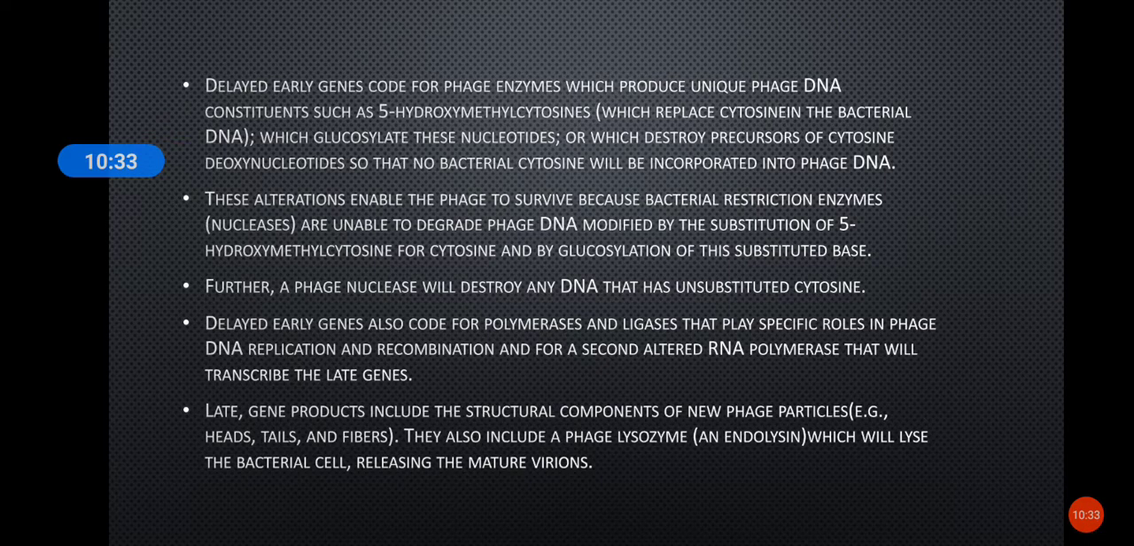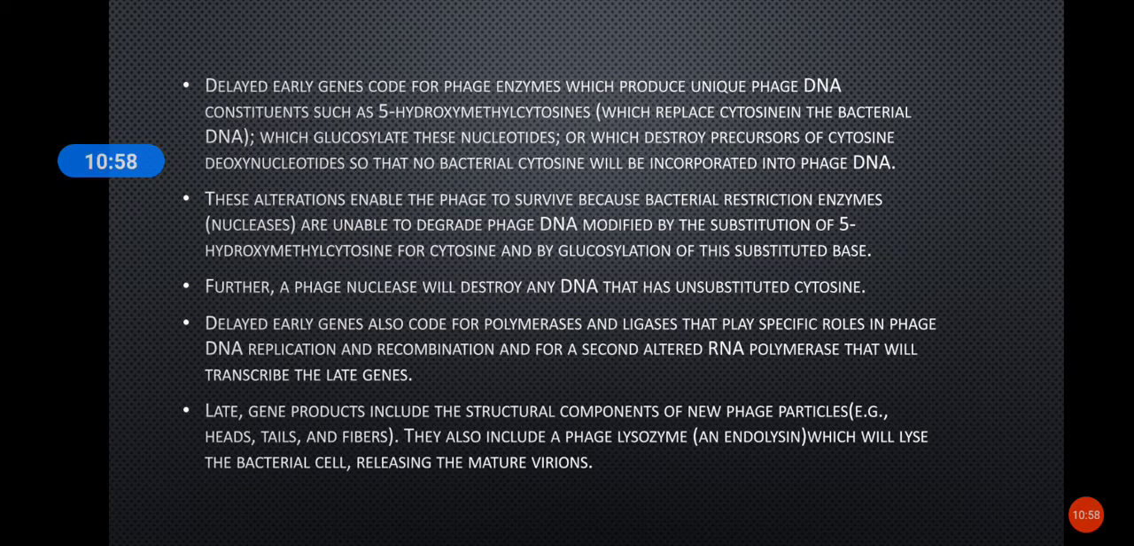And also a phage nuclease is present that will destroy any DNA that has unsubstituted cytosine. The delayed early genes also code for polymerases and ligases. They will help in DNA replication and recombination, and they also code for RNA polymerase that helps in transcribing the late genes.